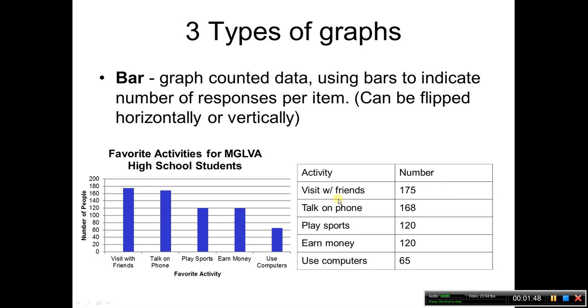So we can see visiting with friends, that was 175 students' favorite activity, right? So it's just having categories, you're counting data in a specific category. That's when you use bar graphs. And then we just take the data from the table and you can see visit with friends. Here's the bar for visit with friends and it goes up. On the y-axis we can see the number of people, and yep, 175 people.